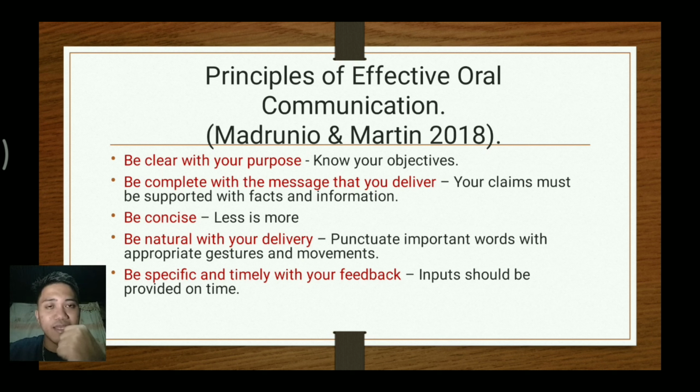As much as possible, be concise, short but sweet. Less is more, right? So you need to be short and concise. Be natural with your delivery. Punctuate important words with appropriate gestures and movements. Be natural. Talk like you are talking to someone you have known for a very long time.